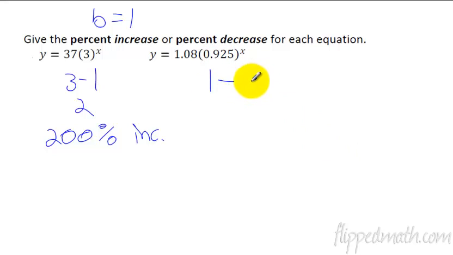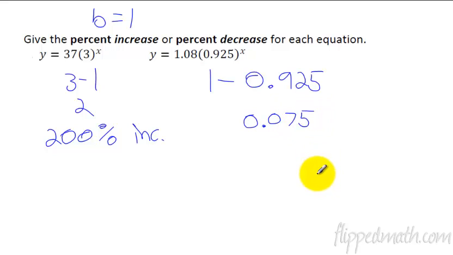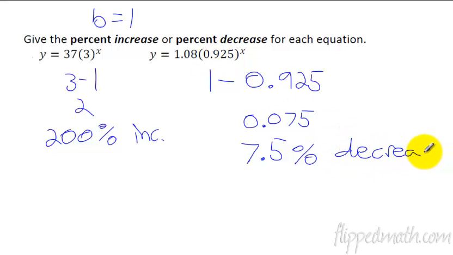All right? This one, how far away is 0.925 from the number 1? Well, let's take 1 and subtract 0.925, and that would give us 0.075. And then therefore move the decimal twice and we'd have 7.5%. And what is this? Increase, decrease? It's below the number 1, so this thing's getting smaller, so it is a decrease. 7.5% decrease.